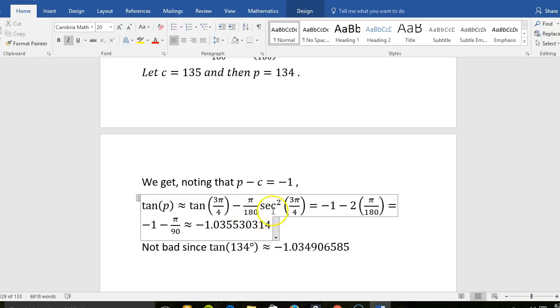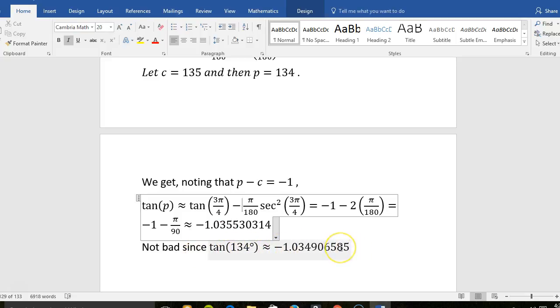And then the secant squared of 3 pi over 4, that's going to be positive 2, but that positive 2 is going to bump into that negative sign. You just get minus 2 times pi over 180, so we have negative 1 minus 2 times pi over 180. And now that reduces to negative 1 minus pi over 90, because that 2 and 180 reduce to 1/90th. Okay, and then that's about equal to negative 1.035530314.